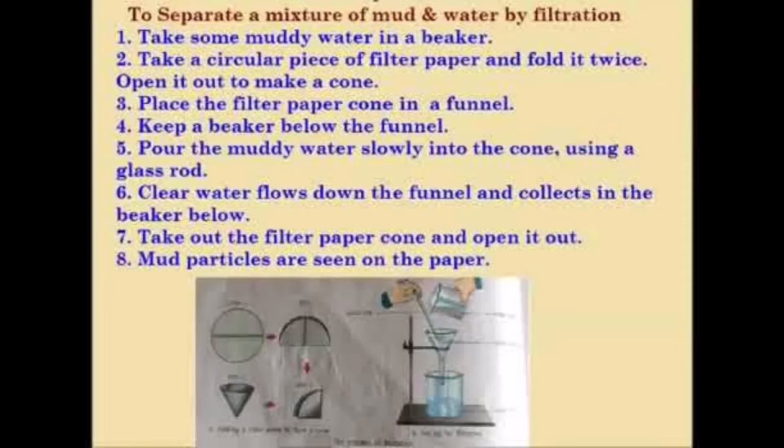Clear water flows down the funnel and collects in the beaker, and this clean water is called filtrate. Take out the filter paper cone and open it out. Mud particles are seen on the paper. So, these mud particles that remain on the paper are called residue. So, through this process, we can separate the mixture of mud and water.